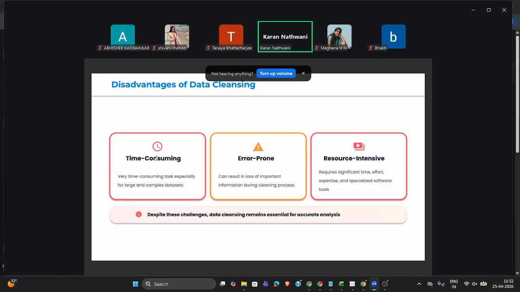It is also error prone and can result in a loss of important information. For example, I was talking about EEG and ECG. When you try to remove those peaks which correspond to noise, your signal can also be lost while removing the noise. So it is error prone, and resource intensive because it requires a lot of time and effort, obviously.